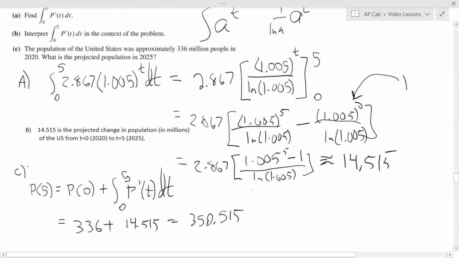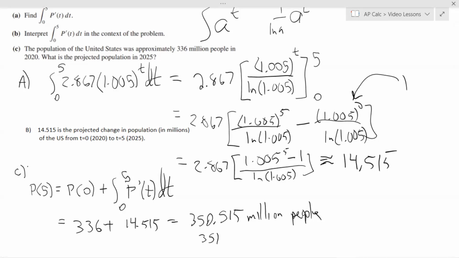So that's 350.515 million people. Now, if it asks us to report the answer to the nearest million, we could say 351 million people, and that's the projected population in 2025 for the US.